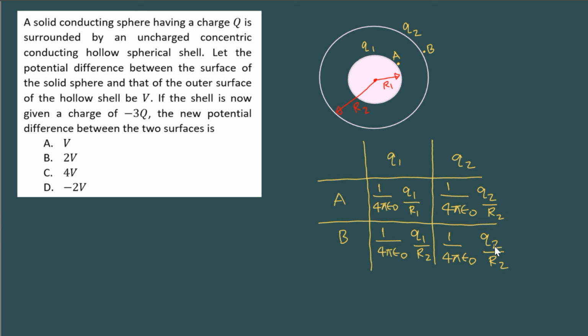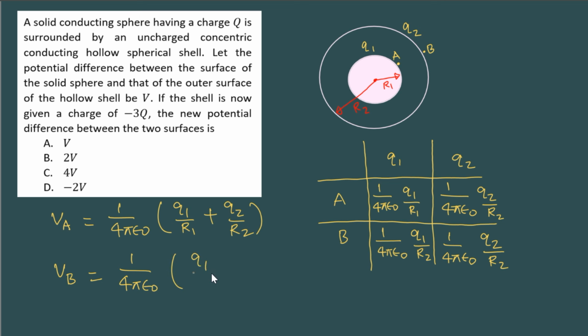Now, looking at this table, what can we say? The potential at A, because it is potential energy per unit positive charge, is a scalar quantity, so we can just add them. So the potential at A is 1 by 4 pi epsilon naught times Q1 by R1 plus Q2 by R2. Similarly, what is the potential at point B? We can add these two potentials: 1 by 4 pi epsilon naught times Q1 by R2 plus Q2 by R2.